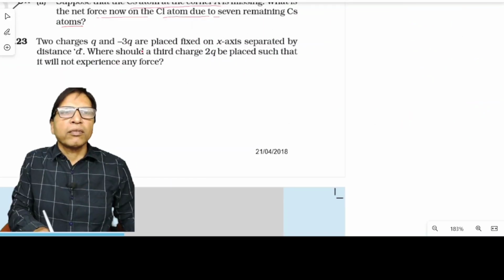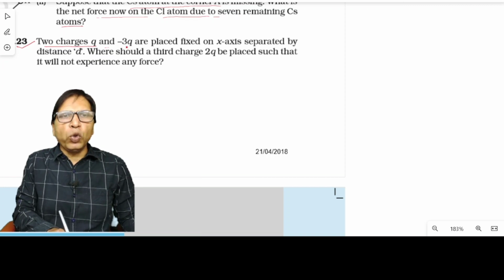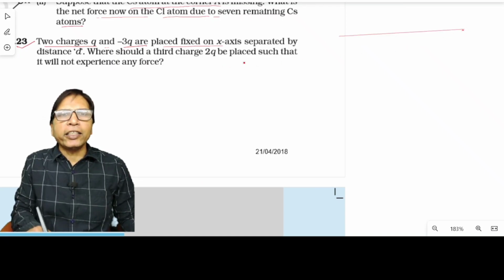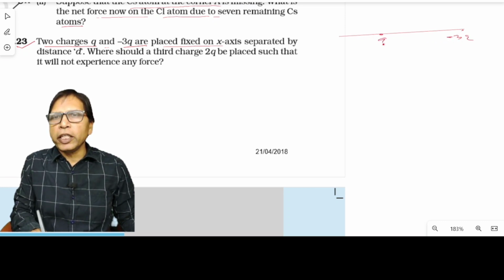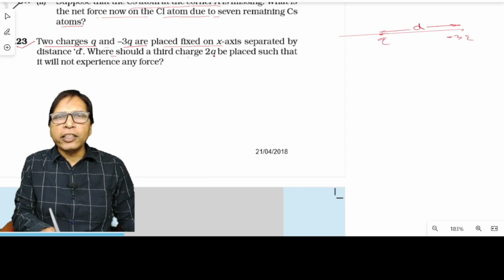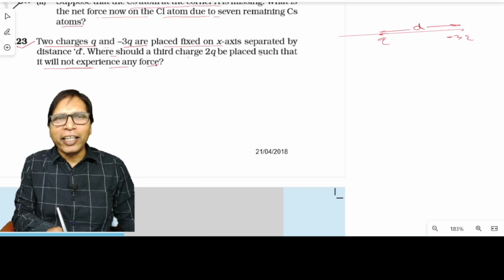Now look at question number 23. Two charges Q and minus 3Q are placed fixed on the x-axis. Look at this, this is the x-axis. Here this is the minus 3Q, and this charge Q is placed on it. D is the distance between them. Where should the third charge 2Q be placed such that it will not experience any force?